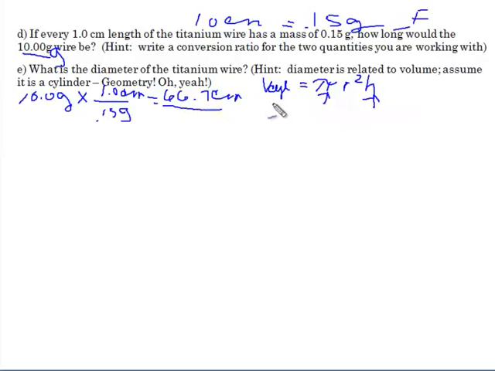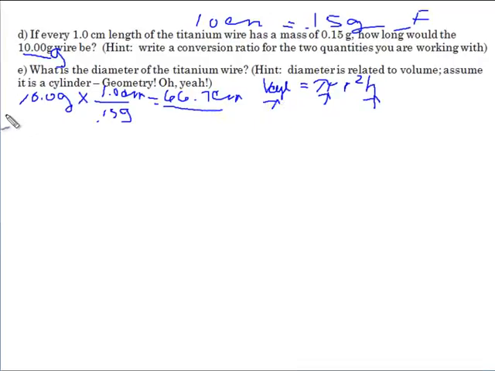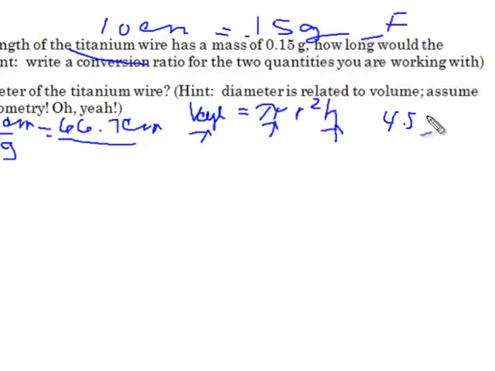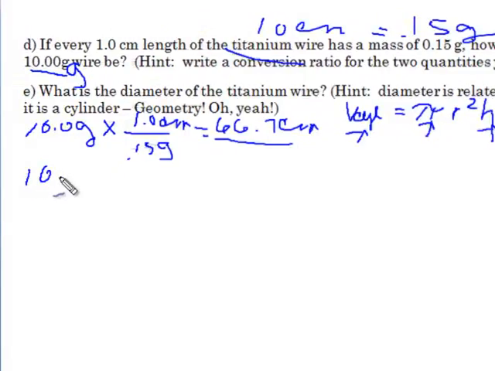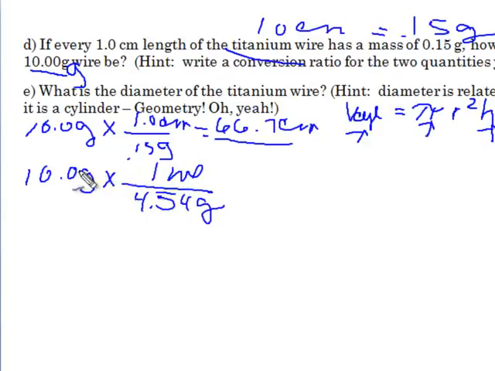So we need to figure out what the volume is, using the density of titanium. We know this is titanium, and we know the density of titanium from the graph on the earlier sheet is 4.54 grams per milliliter. Okay, so I can use that. I can say I have 10 grams, and what I know is there's 4.54 grams in 1 milliliter. This is 10.00 grams, right? And if I do that, I'm going to get 2.203 milliliters, which I can also call centimeters cubed of titanium. So this is the volume of the titanium.